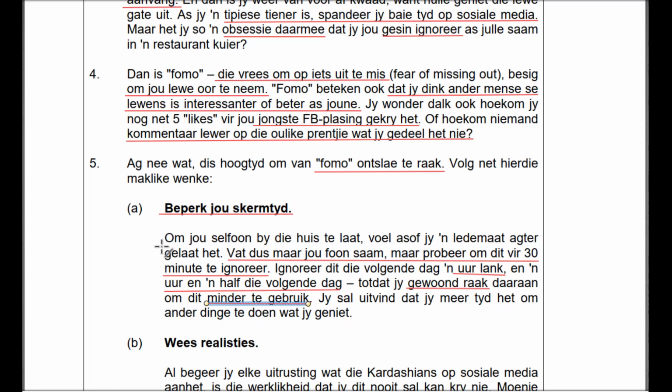So here it says, to leave your phone at home feels like you've lost a limb. Okay, a ledemaat, yeah, is a limb. So they aren't suggesting that you leave your phone at home, but what they are saying is, take your phone with you, but try and ignore it for 30 minutes on the first day. Then ignore it for an hour the next day. Then ignore it for half an hour the next day. Until you become accustomed to using it less and less.